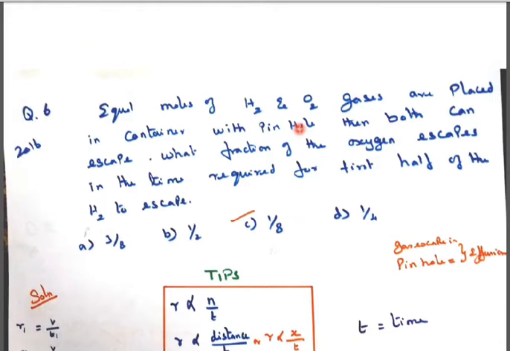If you open the mouth, the gases come out. It is called diffusion. If the gases come out through the pinhole, it is called effusion. Then both can escape. What fraction of the oxygen escapes in the time required for the first half of the H2 gas to escape? 3/8, 1/2, 1/8 and 1/4.